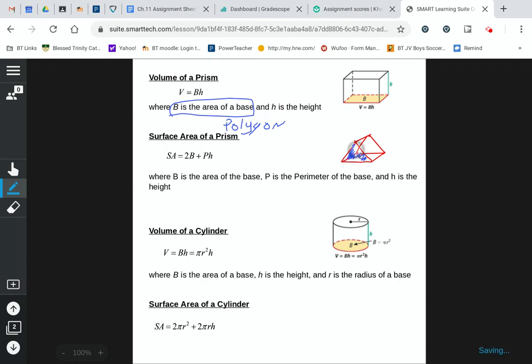So I'm going to shade them in, but it's not going to be very well because the computer doesn't like me. But those 2 triangles are my bases. That's my base object, right? That's my capital B. So if we're trying to find the volume or surface area, the big B is the area of those triangles.